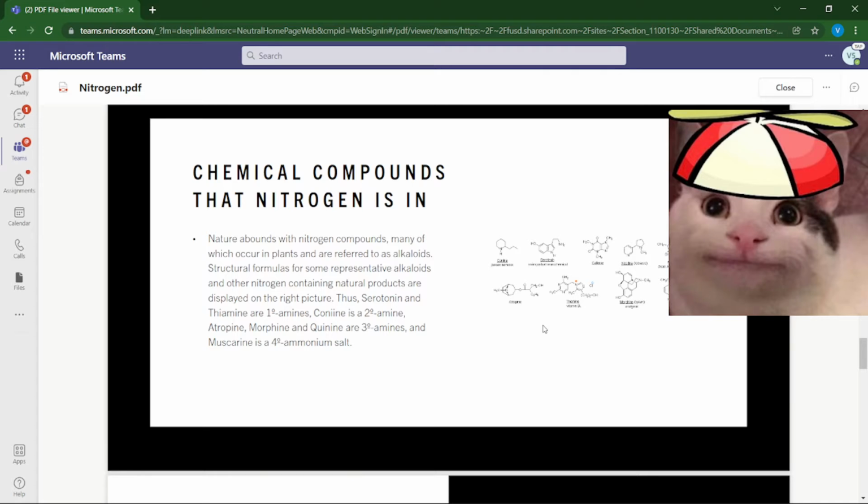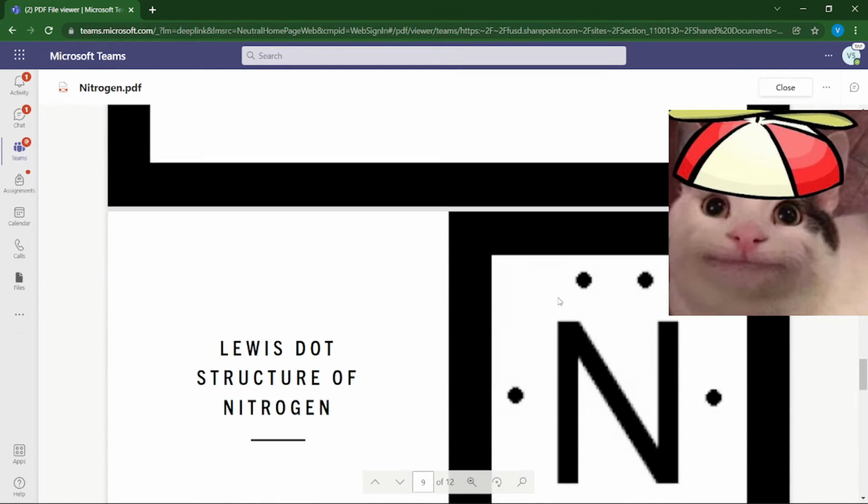There are about 15 types of chemical compounds that nitrogen is in, such as diamine, atropine, moramine, conine, amine, and the rest that are shown in the picture on the right.